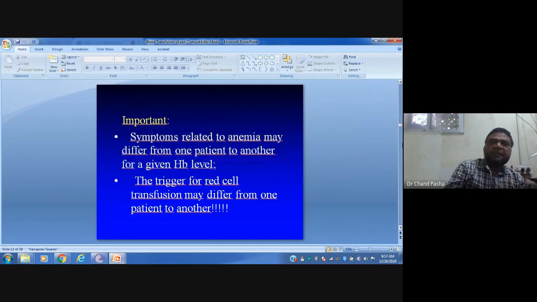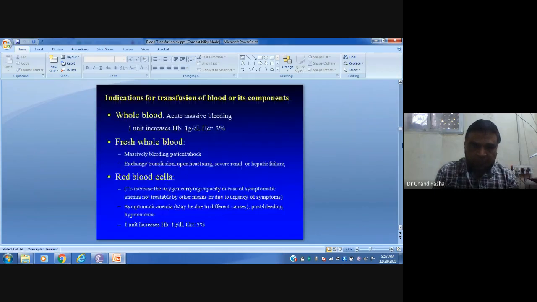And here, symptoms related to anemia may differ from one patient to another at a given HB level. Some people may tolerate lower levels. Suppose 8 hemoglobin is there. Some people are capable of withstanding it, but some people at even 10 will not be able to. So it is not the HB level; it is the symptoms that you are supposed to use to decide whether to inject or not.